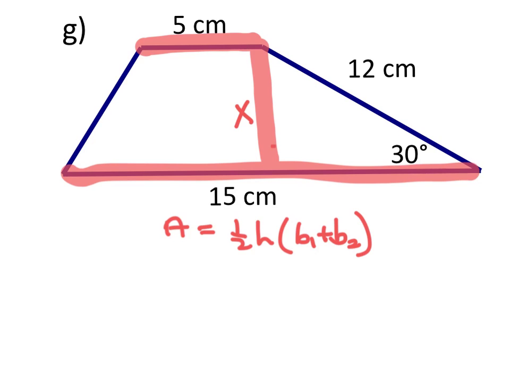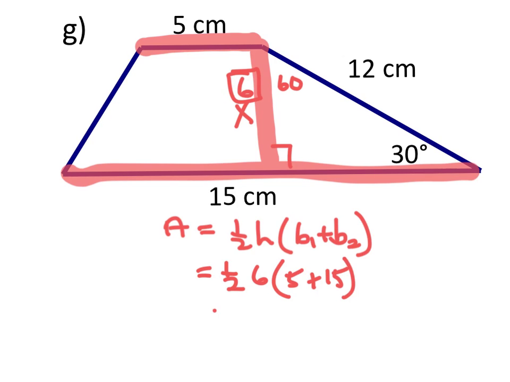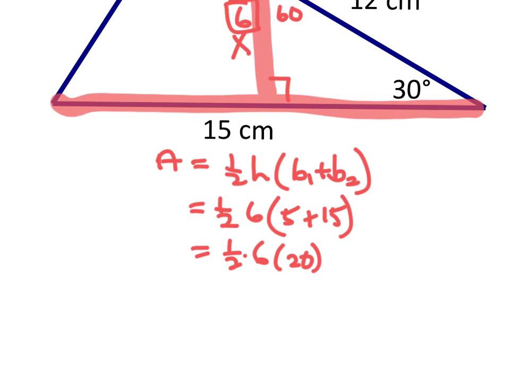Now when I look at it, I see I have that 30, 60, 90 triangle where the hypotenuse is 12. So that means the short side would have to be half of that, so the height is 6. So plugging things in, 1/2, the height is 6, 5 plus 15. And doing that calculation, it equals 60 square centimeters.